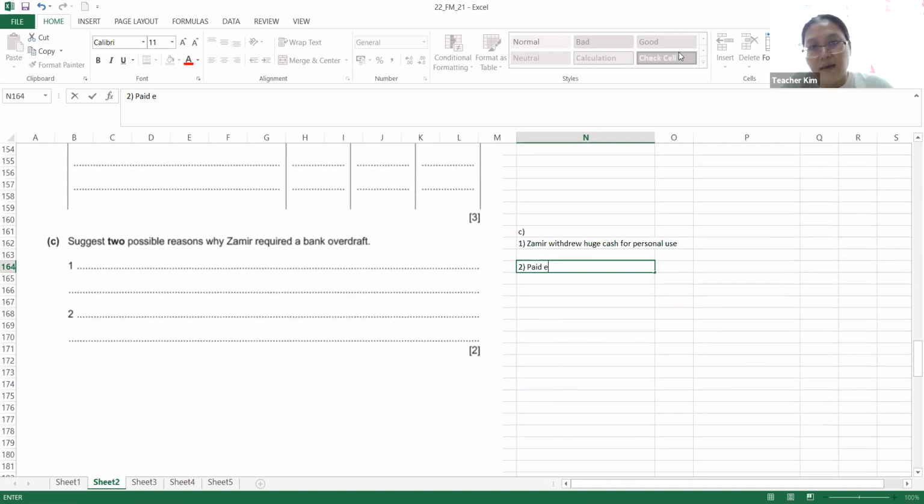Pay expenses. In this question, I cannot use the pay for the office because they didn't mention any purchases. So I have to assume this is all the non-current asset purchase in the previous year. Okay, here, pay expenses for day-to-day operation.